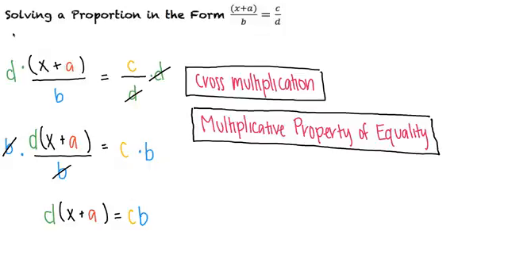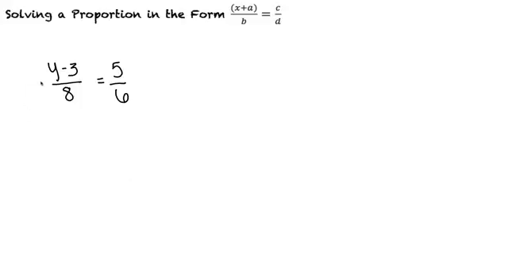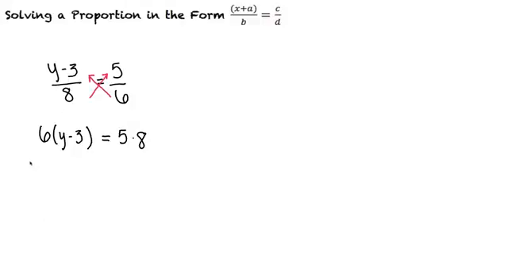Okay, that makes sense. What would this look like if we used numbers? Let's try a sample problem. Here we're given y minus 3 over 8 equals 5 over 6 and told to solve for y. Our first step is to cross multiply. So we'll multiply the numerator y minus 3 by the denominator 6 and multiply the numerator 5 by the denominator 8.